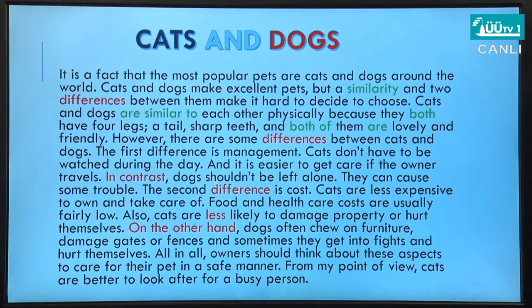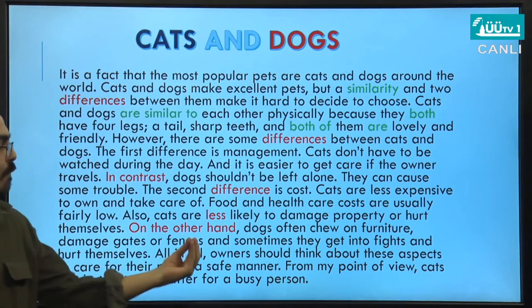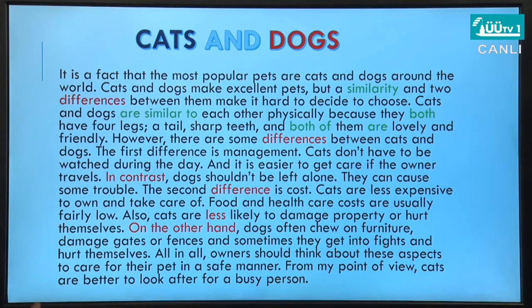Also, cats are less likely to damage property or hurt themselves. On the other hand, dogs often chew on furniture. Again, let's look at this. On the other hand, this is a good adversarial point, right? So, while cats do this, on the other hand, dogs do that, right? Dogs often chew on furniture and damage gates or fences, and sometimes get into fights and hurt themselves, right?